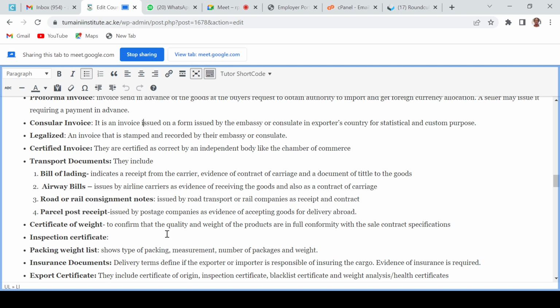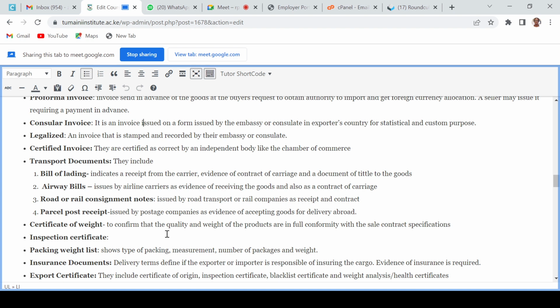Then the other one is parcel post receipt. Hii tunaijua sana. Issued by postage companies as evidence of accepting goods for delivery abroad. Sasa wakati unataka kutuma mzigo through posta, you will be issued with a parcel post receipt, right?